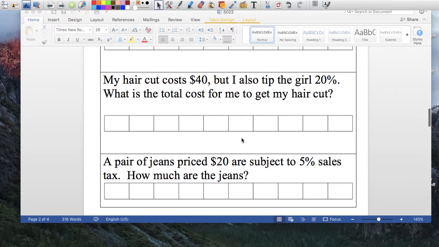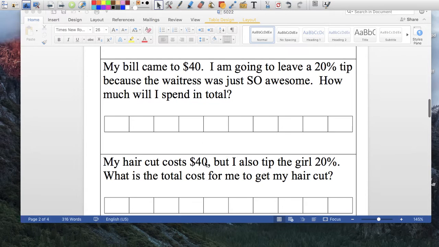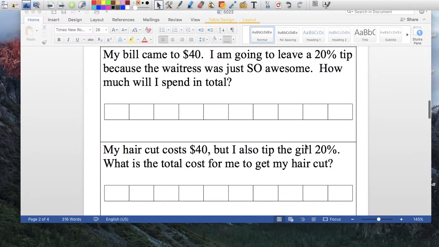My haircut's $40, but I also want to tip the girl. So this is the same question. I'm not going to do it. It's just the same numbers, right? $40 and 20%. So it's the same thing.